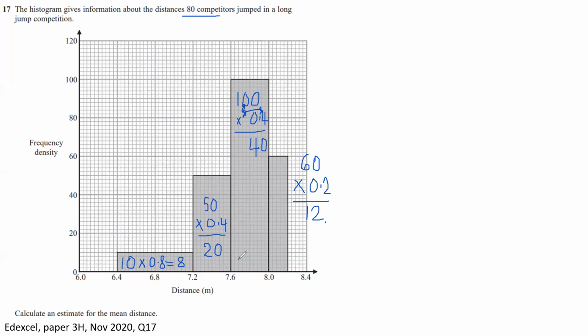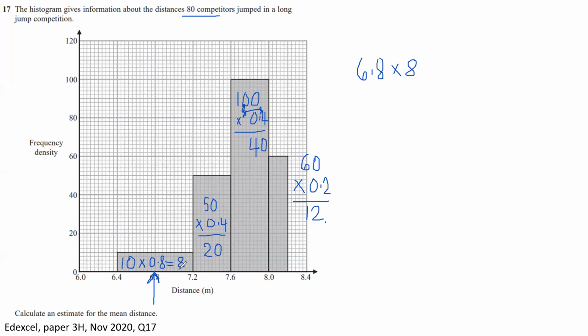Now this is where we start to do the estimating. We need to make an estimate for the mean distance. For each of these bars, we take the central point. For this first bar, the central point is 6.8, and we multiply that by the frequency of that bar. So this first bar would be 6.8 times 8. That gives us an average for all the people in this bar, of what their distance is.